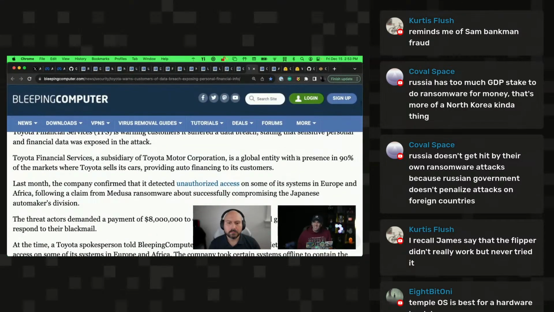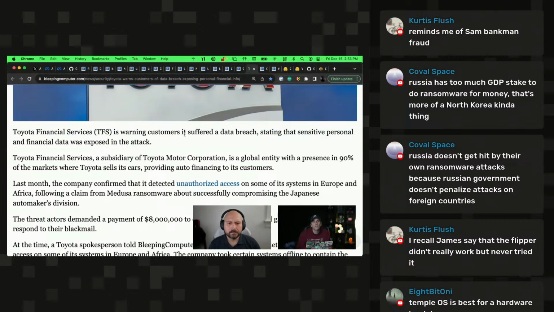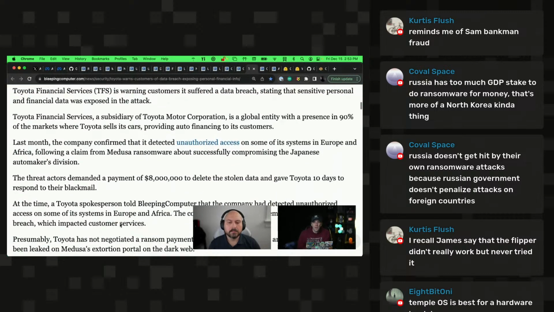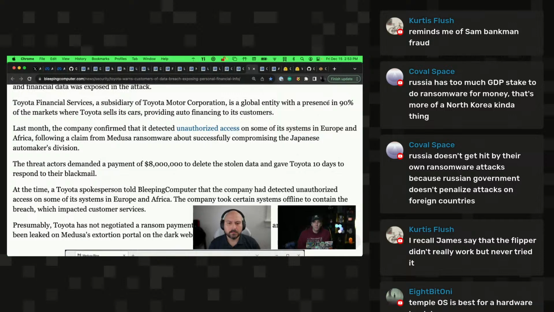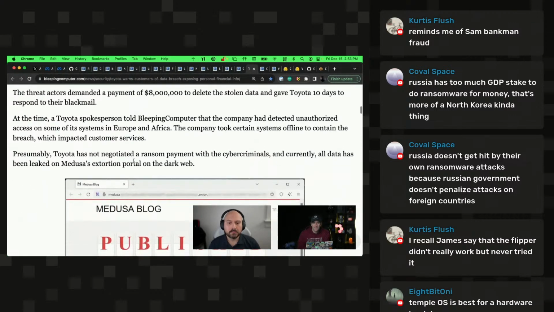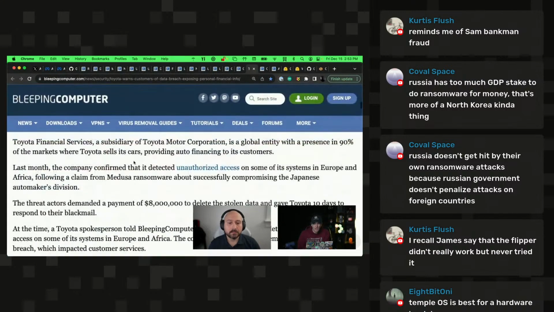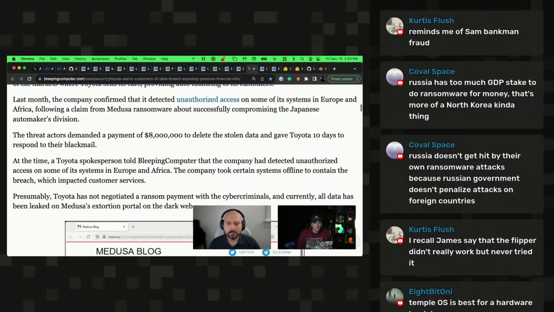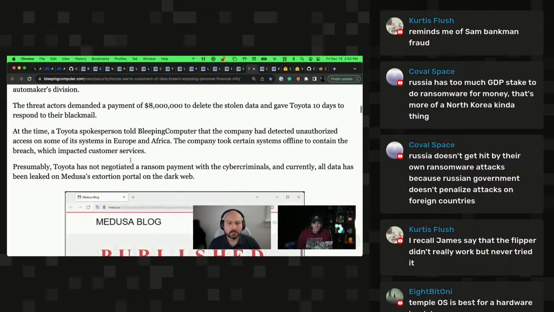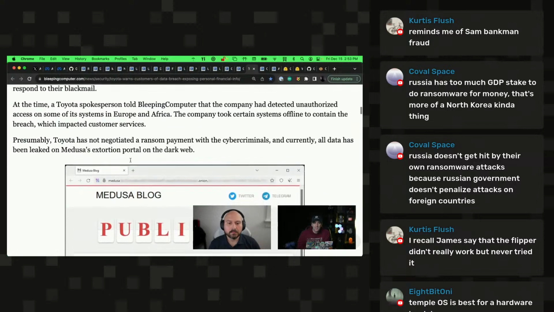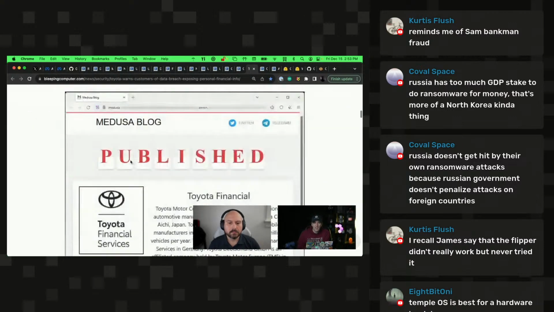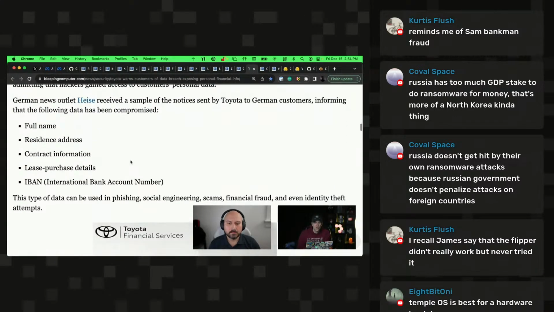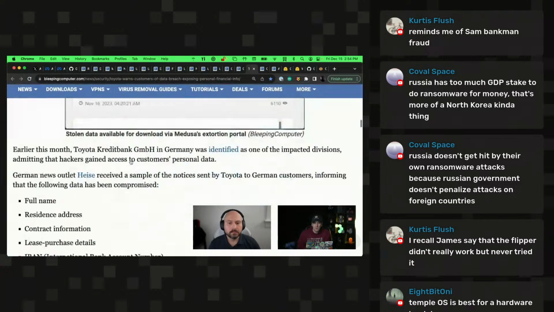This was, I think, the second data breach that was made by a third party, actually a subsidiary of the overall Toyota Corporation. And apparently this has a presence in 90% of the markets where Toyota sells its cars. So that's quite a broad kind of breach there. Threat actors are demanding $8 million in payments to destroy the stolen data, but it seems like Toyota's probably not going to play ball on that. So perhaps this is our third part of who is getting credit monitoring.